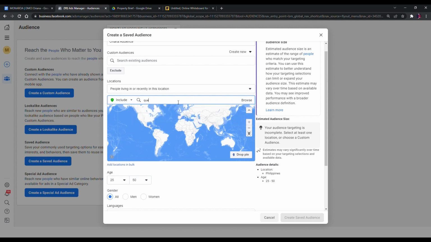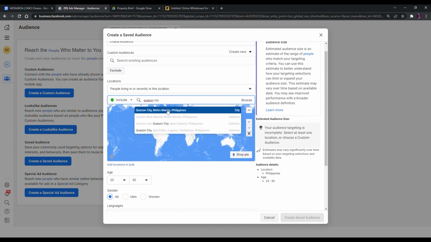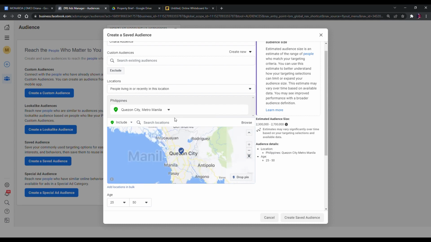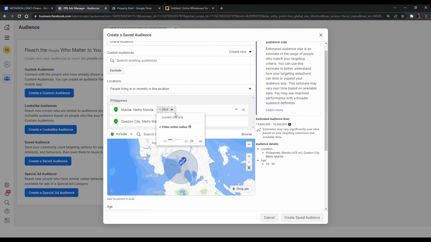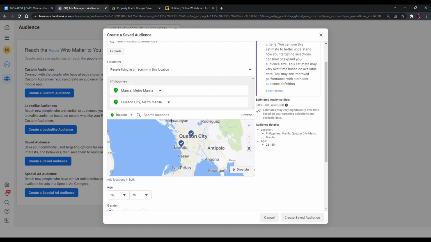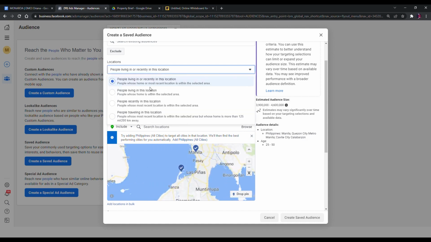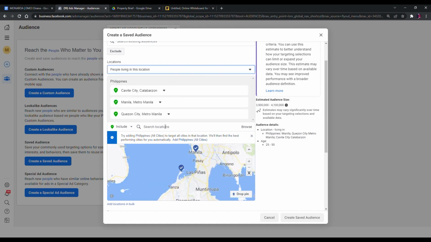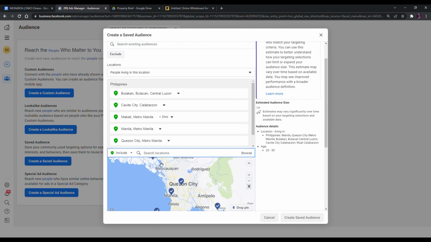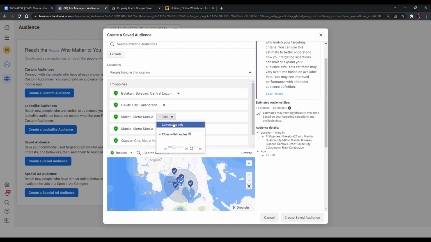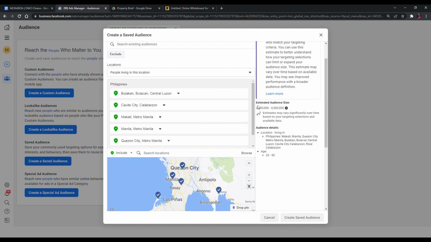Now we're going to start with Quezon City, Metro Manila, then hit that and do that. Then next one's going to be Manila, then turn that into current city only. Then next one is Cavite, current city only. Make sure there are people living in this location. Bulacan, Rizal, Makati. There we go. Put that into current city only, and then we have 3.8 to 4.5 million.